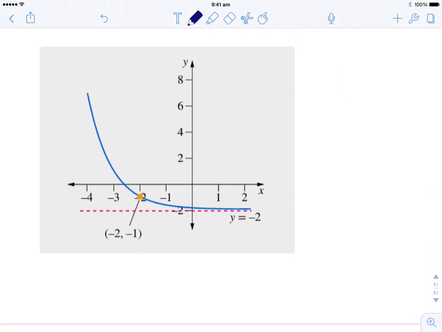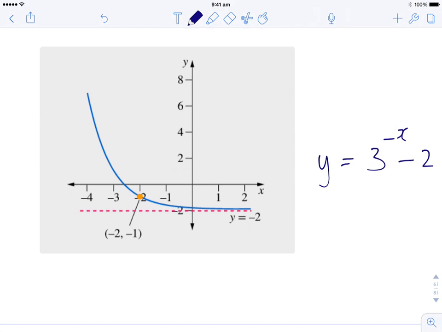Next one. Straight away I know that it's going to be 3 to the -x because we've got this reflection going on in the y-axis. So I know it's going to be 3 to the -x. Again, I can see that we're going down 2. So that's -2 because everything's shifted down to the asymptote there. But we're also going through the point -2, -1.